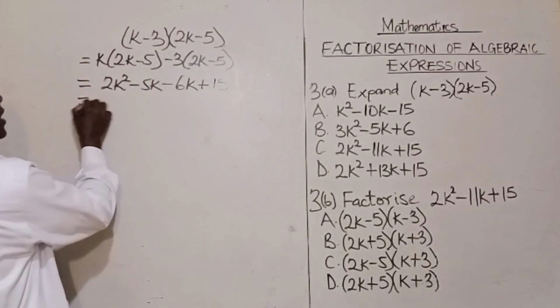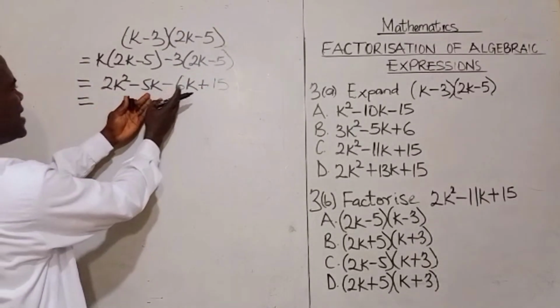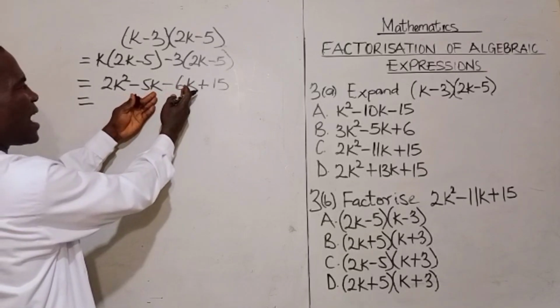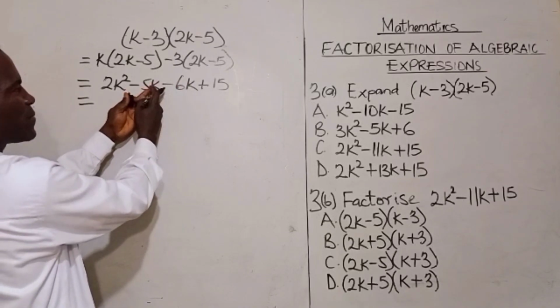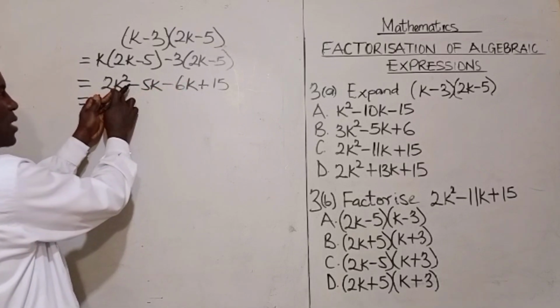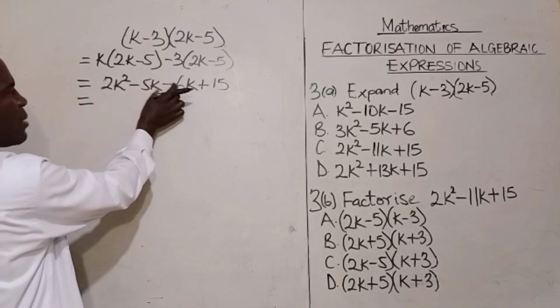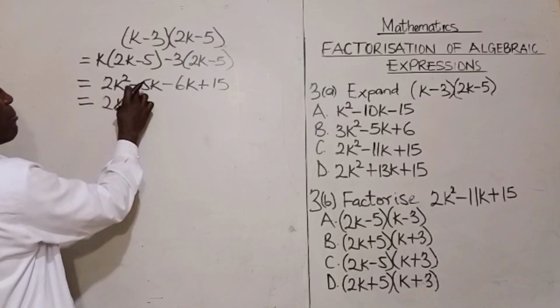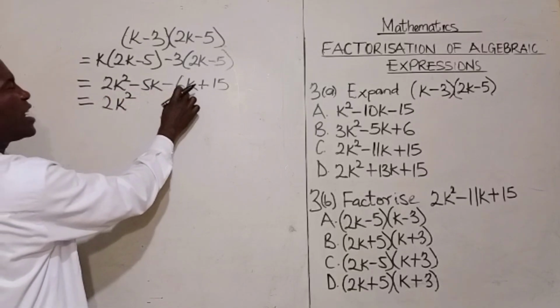Then we are now going to proceed and say, how do we unite this term and this term together? Because they look alike, they are like terms. This term and this term are like, it's different from this one. So we are going to connect this term and this term together. It will now become 2k squared minus 5k minus 6k.